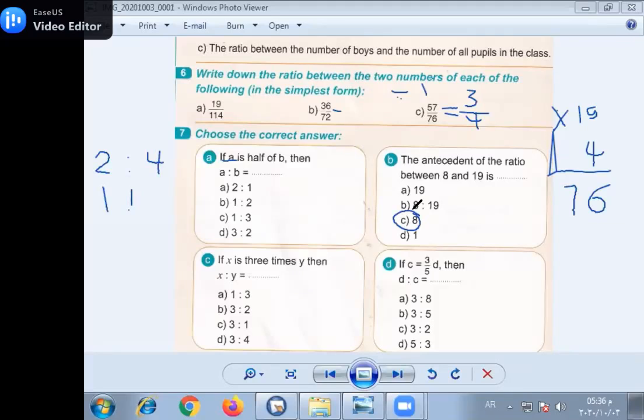The next one, where is Lana? Lana, are you there? Yes, okay. Go ahead, please, and answer number C. If X is 3 times Y, then the ratio X to Y will be 1 to 3, 3 to 2, 3 to 1, or 3 to 4. Which one is the correct one? 3 to 1. Excellent.